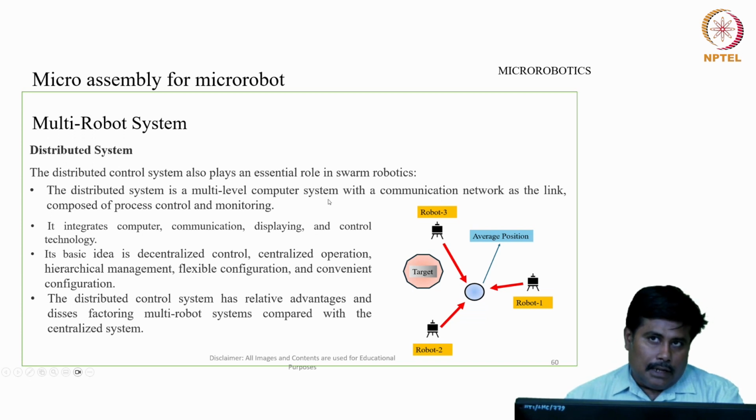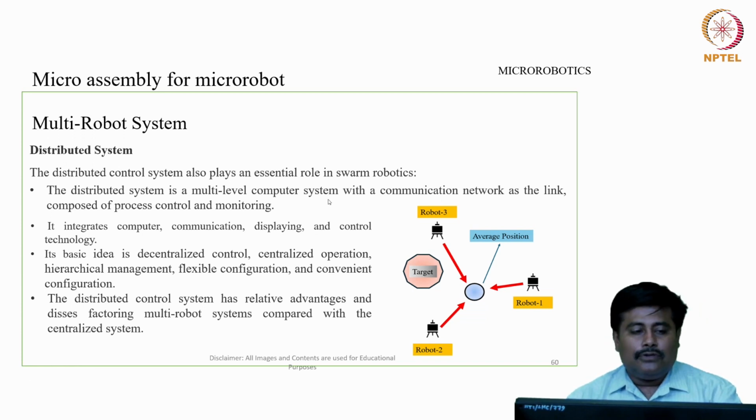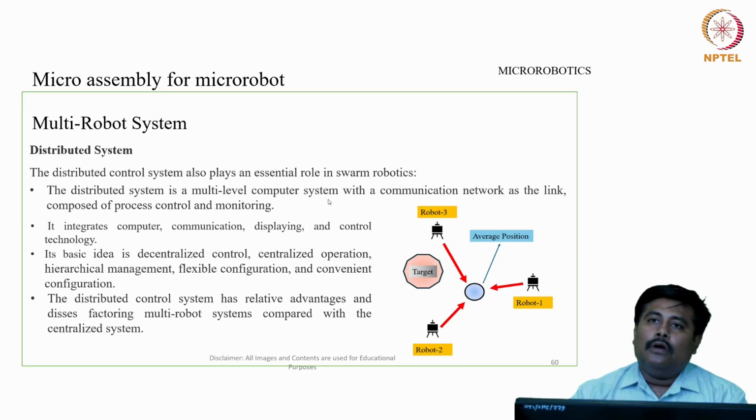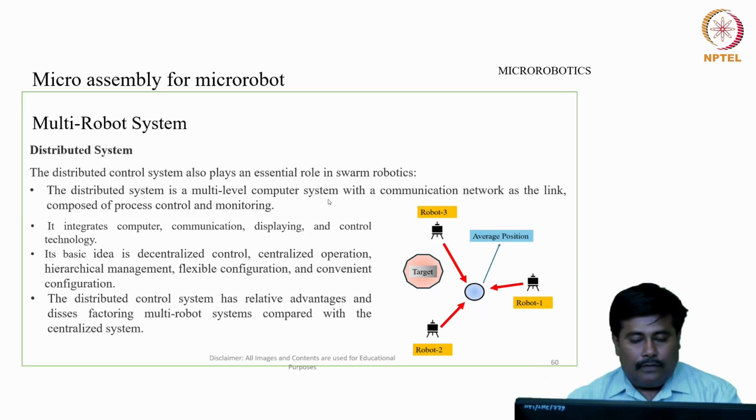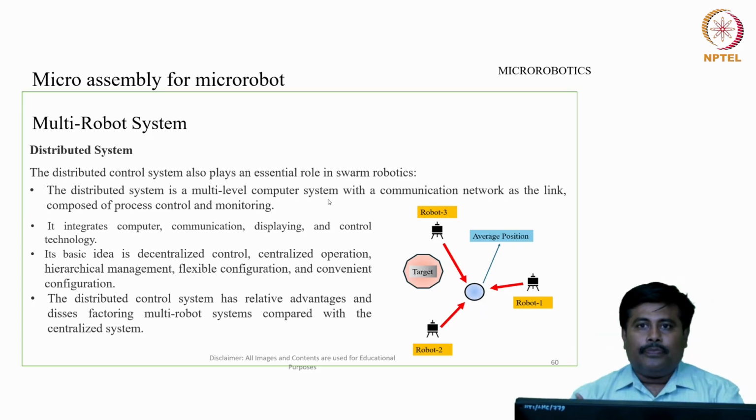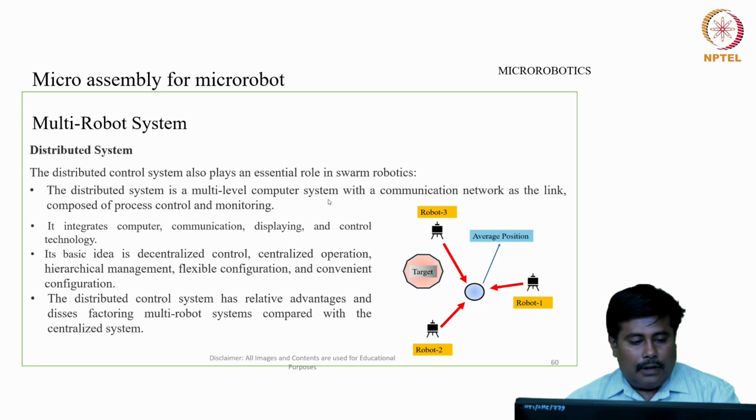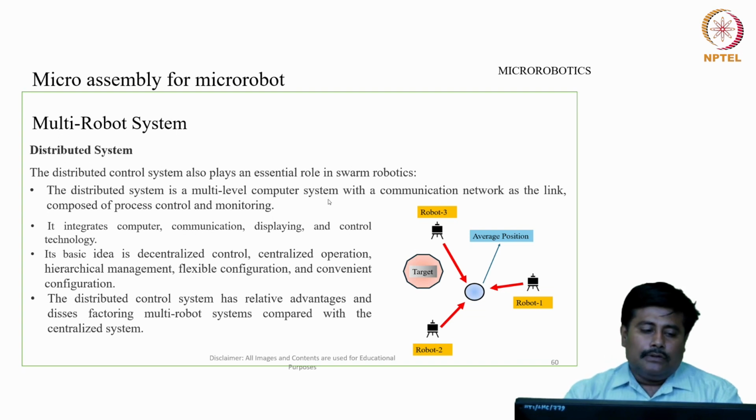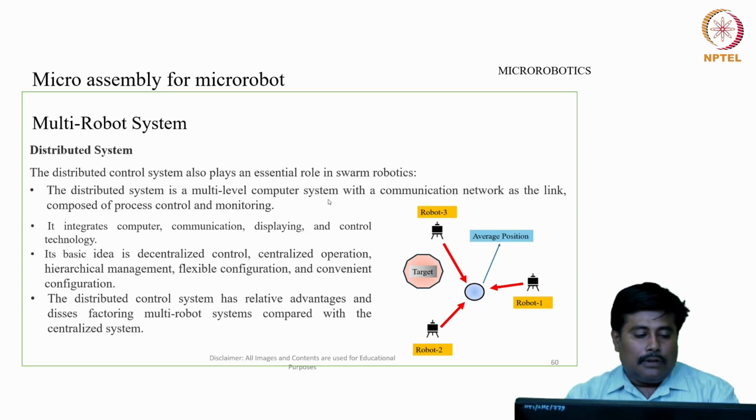Now, there is a different configuration which we call a distributed system. Distributed control systems also play an essential role with reference to swarm robots. This distributed system is a multi-level computer system with a communication network as the link, and it is composed of process control and monitoring. In this system we have a target, then there are robots in place, and then there is an average position in place. It is integrated with computer and communication, and is meant for displaying and controlling the technology.